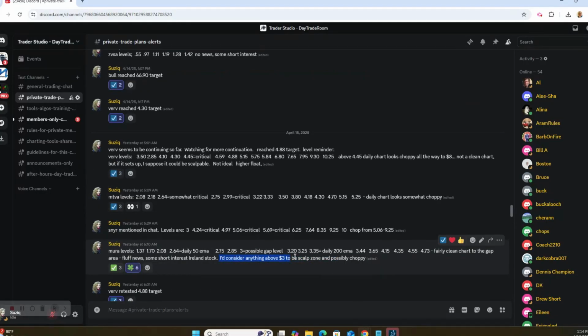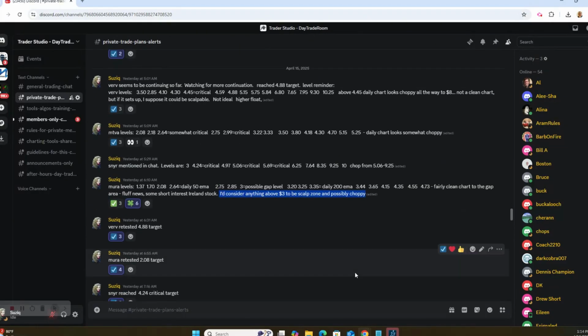Here I said I'd consider anything above 3 to be a scalp zone and possibly choppy. Do you really want to get into a scalp or deal with chop? Well, that should help you understand that anything above 3, I don't think I want to trade. I want to exit at 3. Okay, so that's how you use the alerts page.